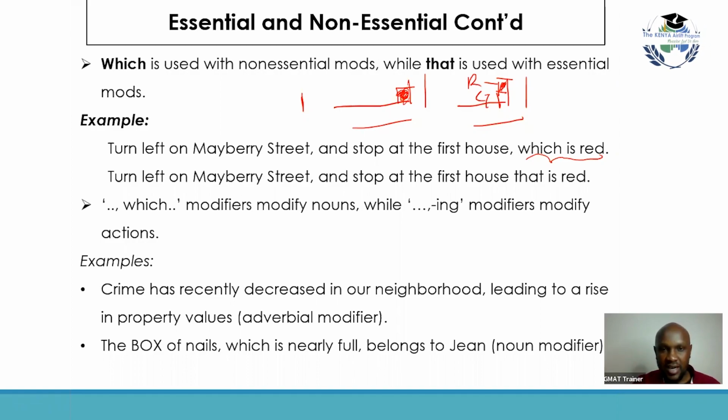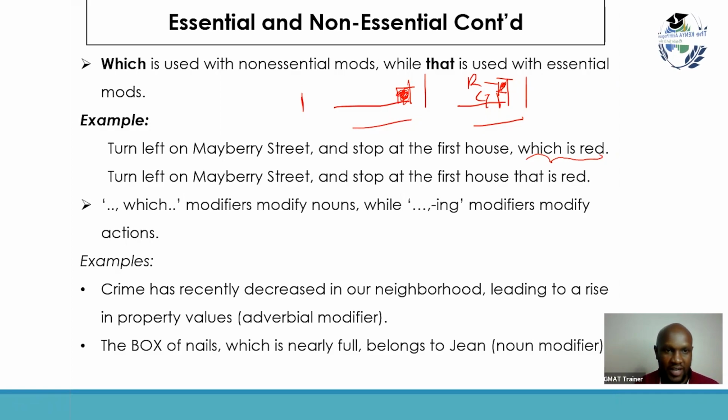So as illustrated by this particular example, that is used for essential modifiers, and which is used for non-essential modifiers. Essential modifiers are critical to understanding the meaning of the sentence, whereas non-essential modifiers, as the name suggests, are not critical to understanding the meaning of the sentence. Another thing to note is that which modifies nouns, while ing modifiers modify actions. That's another main point which you should note, and an example is illustrated here.